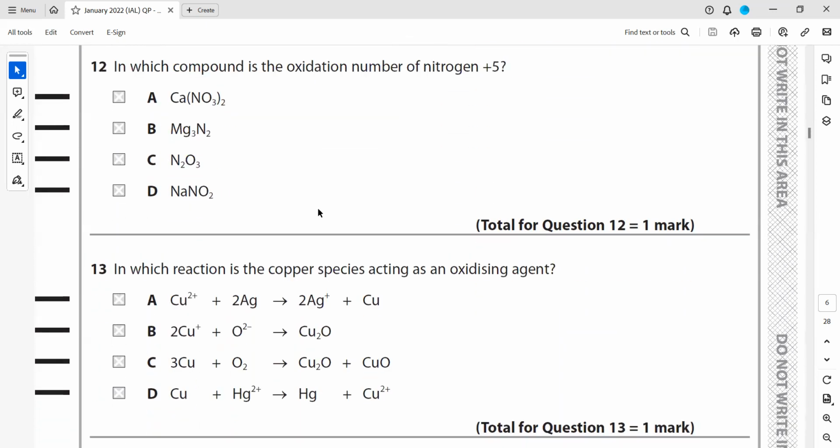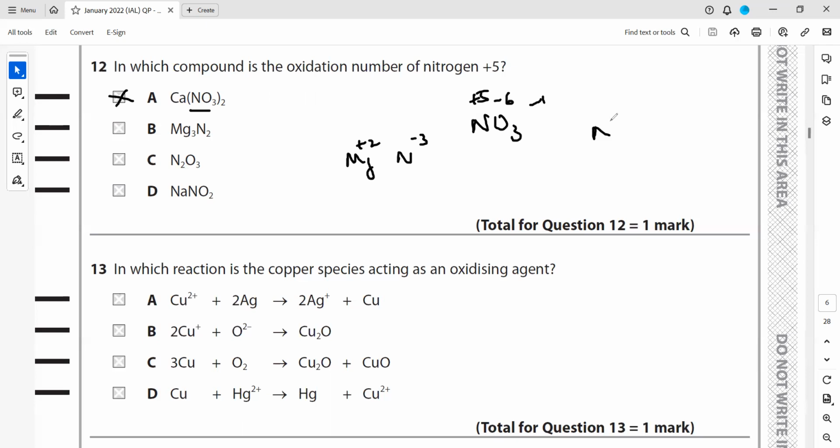In which compound is the oxidation number of nitrogen +5? When we take calcium nitrate, you can just take a nitrate ion here because nitrate has a valency of -1. Each oxygen is -2, so 3 oxygen will be -6, so nitrogen should be +5. What about this one, magnesium nitrate? Nitrate is -1 and magnesium is +2.